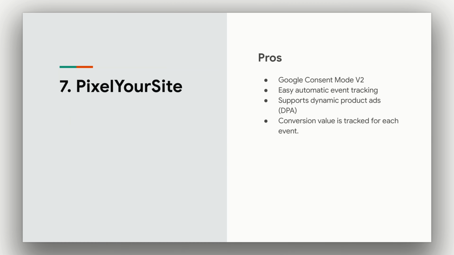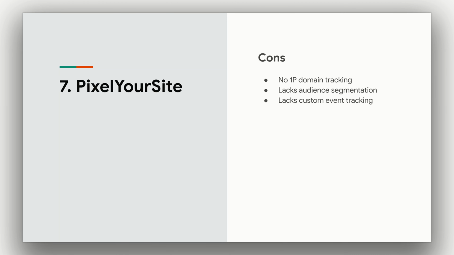Let's see some pros for PixelYourSite. One good thing which I really liked is PixelYourSite supports Google Consent Mode V2. So out of all the plugins that we discussed so far, only CustomerLabs and PixelYourSite will support Google Consent Mode V2. The automatic event tracking is very easy with PixelYourSite as well, just as how it is easy with CustomerLabs. PixelYourSite also supports DPA ads, that is the dynamic product ads inside your Facebook ad campaigns. And conversion value is tracked for each conversion event that you track, just like how you are able to track your conversions inside CustomerLabs or using CustomerLabs plugin.